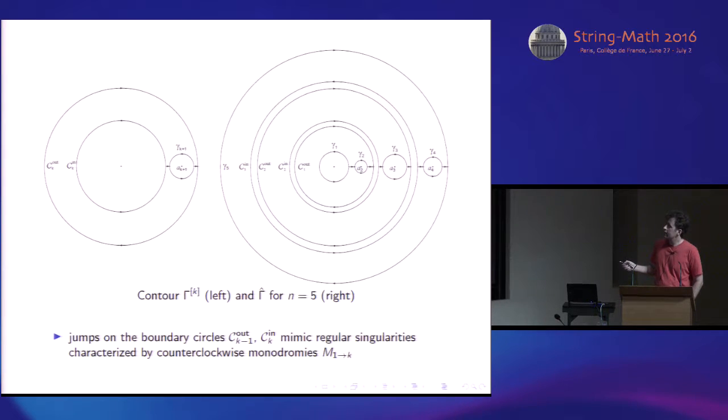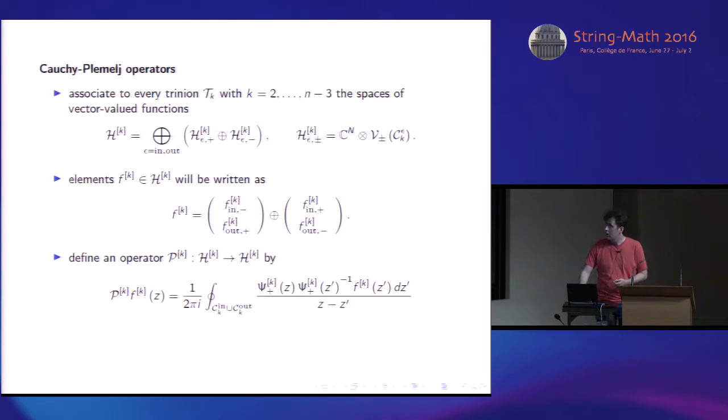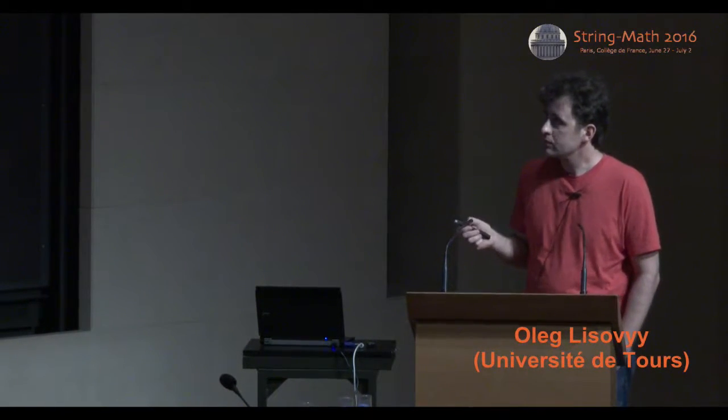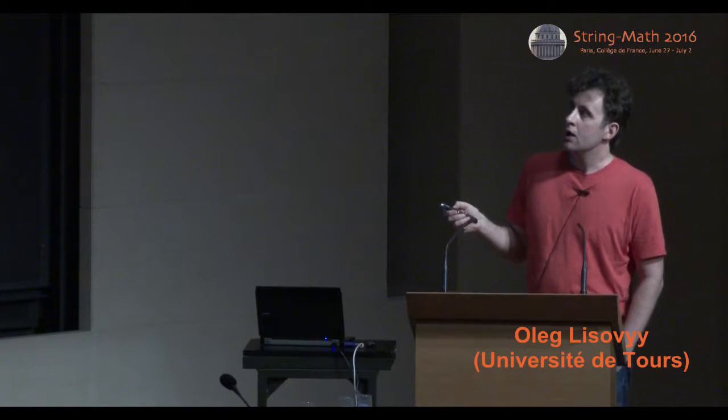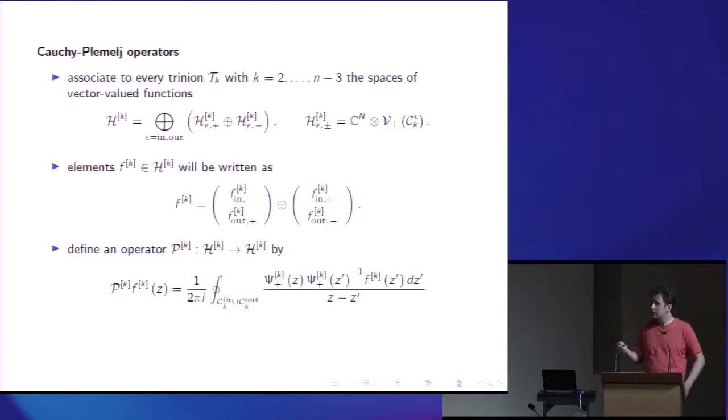So basically, I factor out these constant jumps on parts of the segments by redefining my solution of Riemann-Hilbert. So the corresponding jumps on these new circles, which I introduce, will mimic the behavior at a regular singularity, which is characterized by this monodromy matrix, products of monodromy matrices. And then, what will we do? Now, to every pair of pants, we will associate a certain space of functions living on the boundary, more precisely on the left and on the right circle on the previous picture.